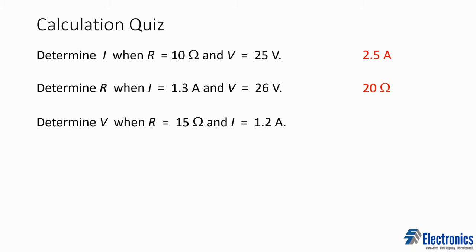Last practice example. Here we have our values of our resistance and our amps. We want to solve for V. So again, pause the video and solve using the two known quantities of 1.2 amps and 15 ohms. I'm going to show you the answer now. And that answer is 18 volts. So hopefully you were able to get all three of those examples right.